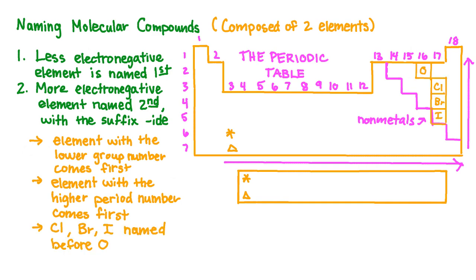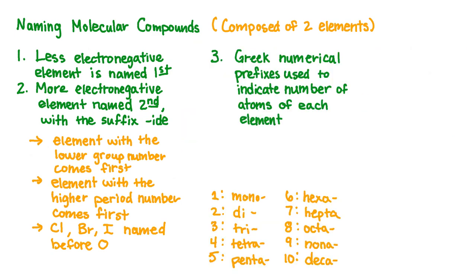Though these 2 rules of thumb with the period number and the group number will get us pretty far for naming molecules, it will fail us if we have a compound that's composed of chlorine, bromine, or iodine, and oxygen, in which case those elements will be named before the oxygen is. Next, we'll use Greek numerical prefixes to indicate the number of atoms of each element.